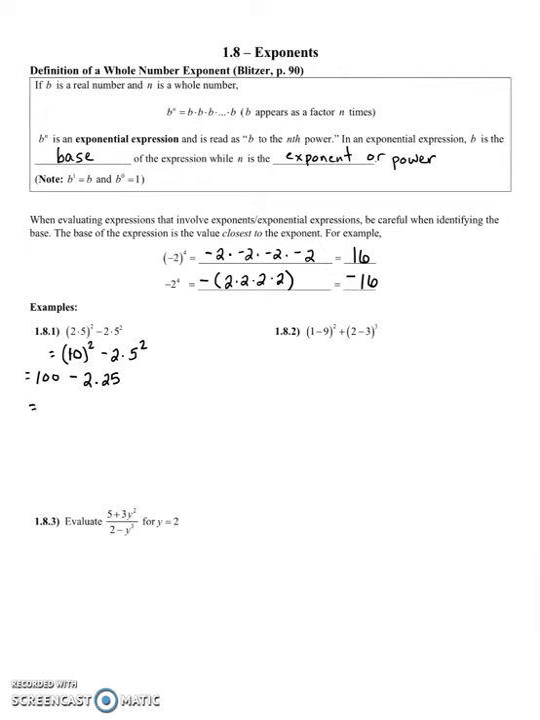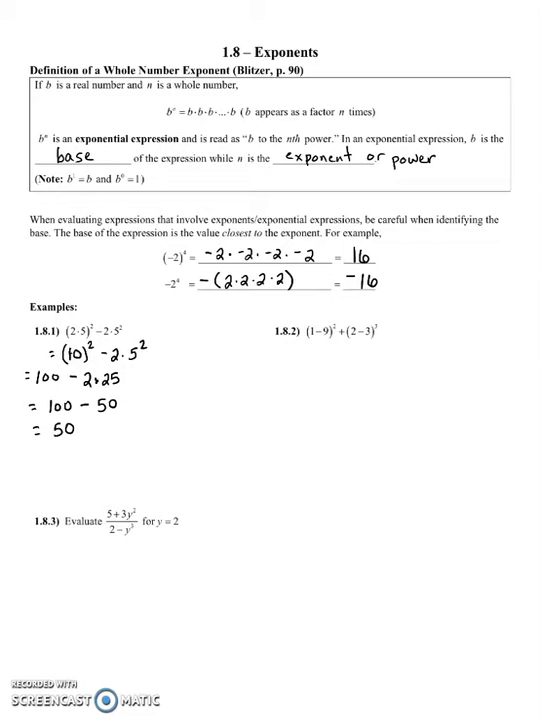Okay, then the order of operations says we do multiplication and division. So we have -2 times 25, which gives us a -50. So 100 minus 50 is 50. Okay, you should try to do the next 2 examples on your own after pausing the video, and then you can come back and look.